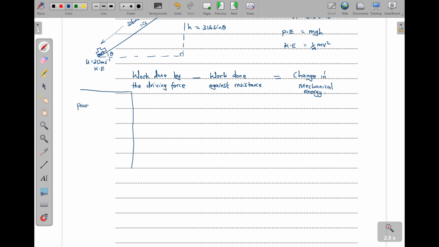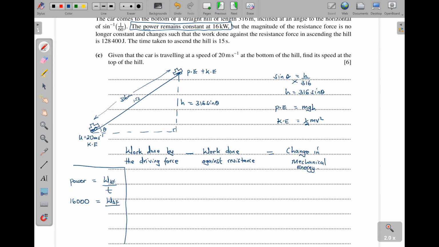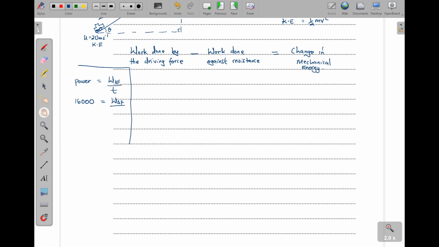We know that power is equal to the rate of doing work. So I will say work done by the driving force, it is the one that I'm looking for, then divide by the time taken. The power is 16,000. How about the time taken? They gave us the 15 seconds here. So when I cross multiply, that will give me the work done by the driving force. So I say 16,000 times the 15. That is the work done by the driving force.